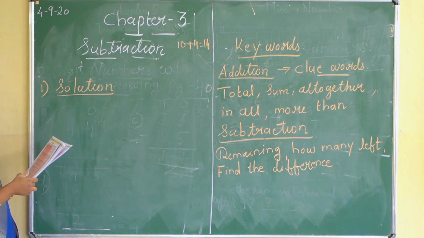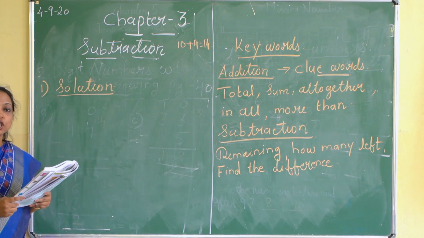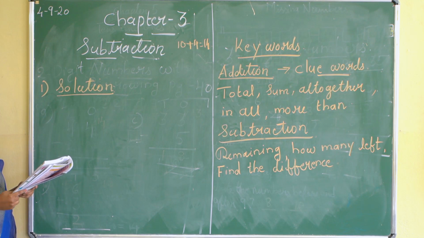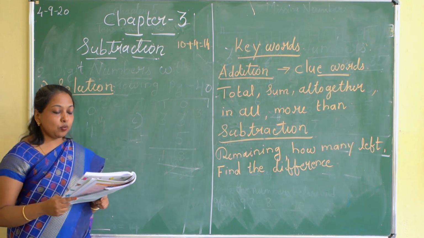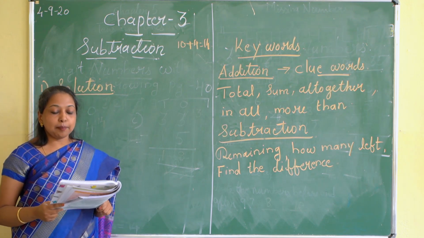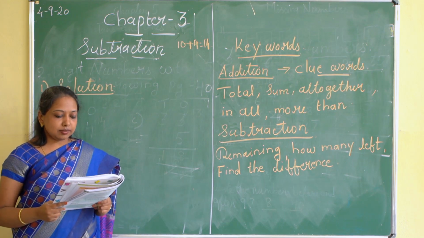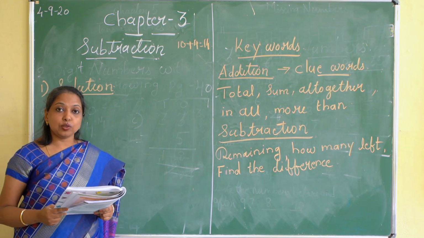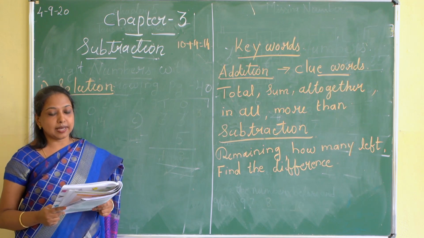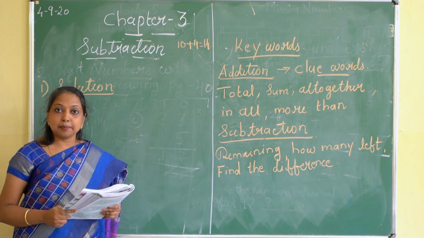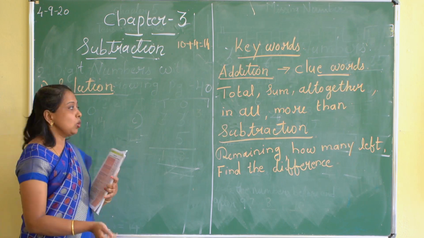And what is 45? The number of socks used. Okay. And what you have to find? The number of socks left. You first of all have to write the statement of the story sum and arrange the numbers according to the place value.